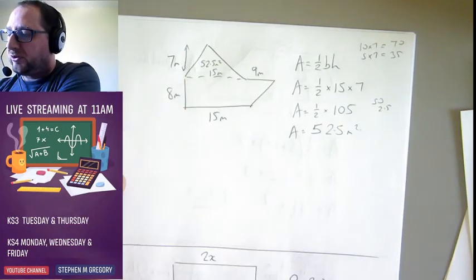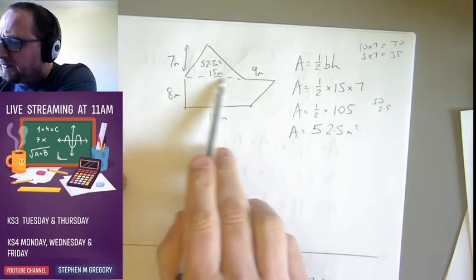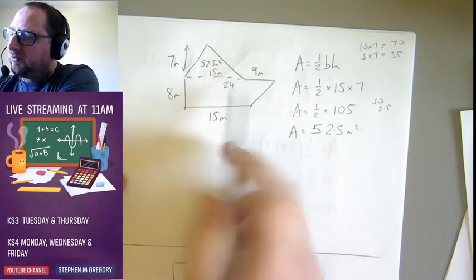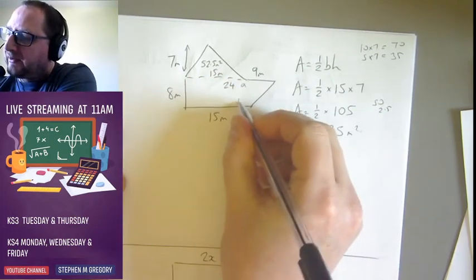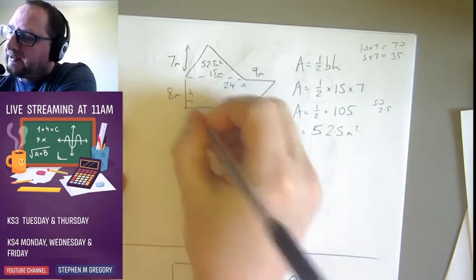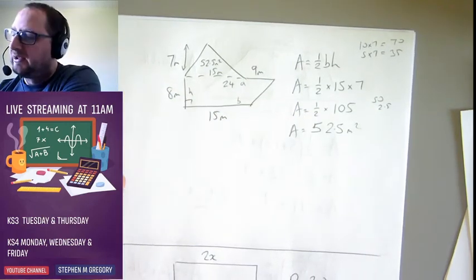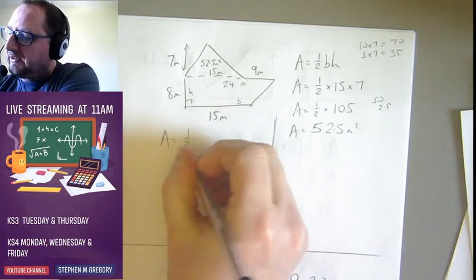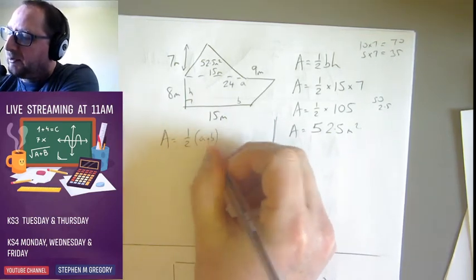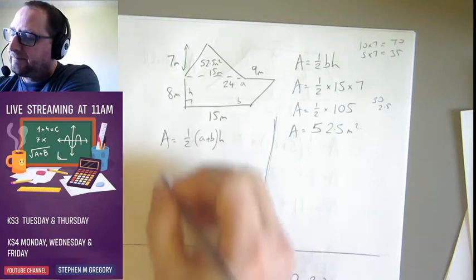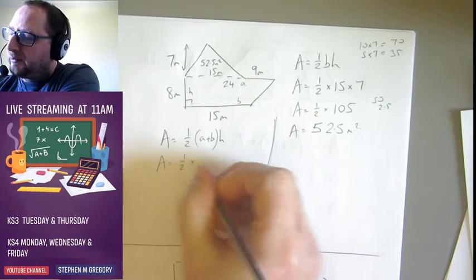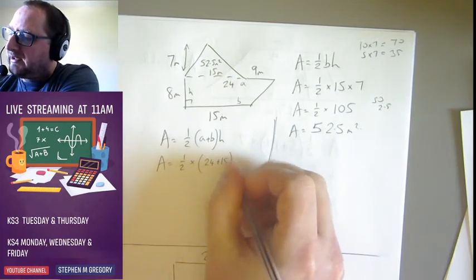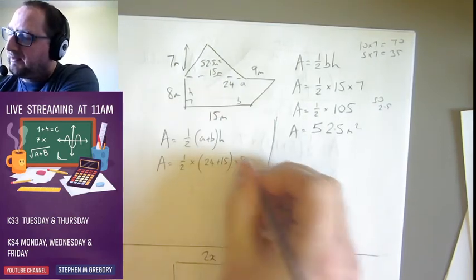The second shape, of course, is a trapezium. And this full length here of 24, when I add the 15 and the 9 together, is one of the parallel sides, and the other parallel side, of course, is the 15, with the perpendicular height being 8. So the formula for the trapezium is a half of the parallel sides added together multiplied by the perpendicular height. So a half multiplied by the two parallel sides, 24 plus 15, multiplied by the perpendicular height of 8.